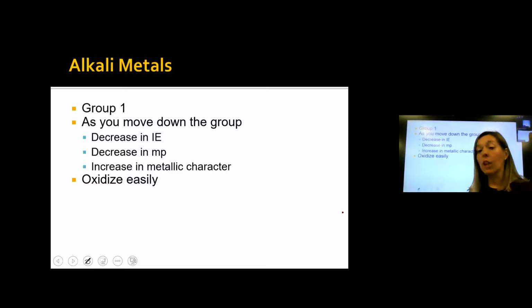They have a low ionization energy, so they lose electrons pretty readily. As we move down the group, we will see the ionization energy decrease. So they lose electrons even more readily as they move down, which makes them get more reactive as they move down the group. Lower melting point and more metallic, which really just means that they're going to lose their electrons more readily. They oxidize easier.